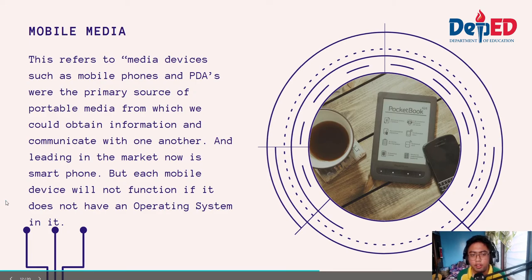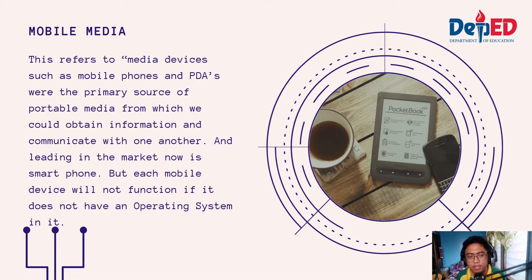Mobile media. This refers to media devices such as mobile phones and PDAs, which were the primary source of portable media from which we could obtain information and communicate with one another. And leading in the market now are smartphones, but each mobile device will not function if it does not have an operating system in it. Okay? Be careful, guys, with your smartphones. If your operating system is already damaged, if you don't update it, or if you just download anything that you want, it might crash and your smartphone will not work.